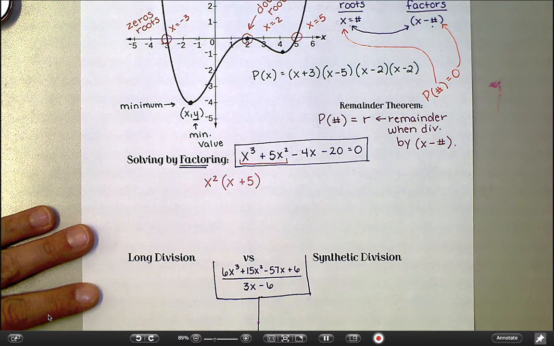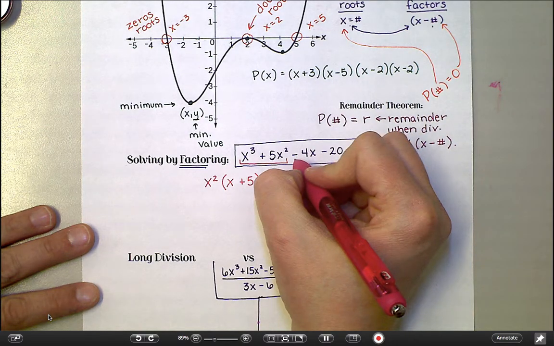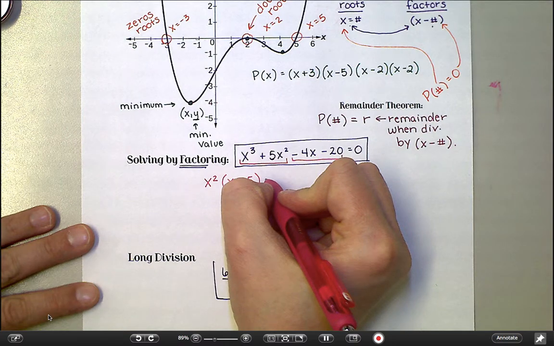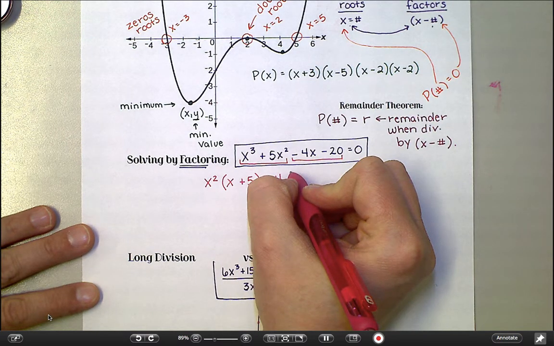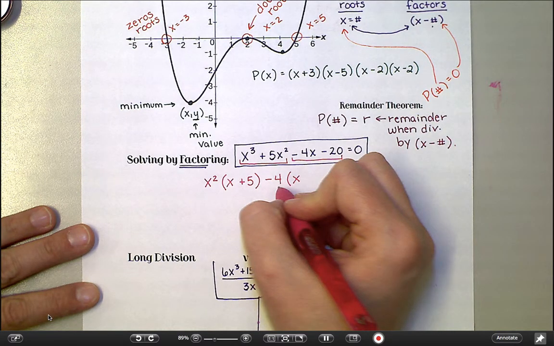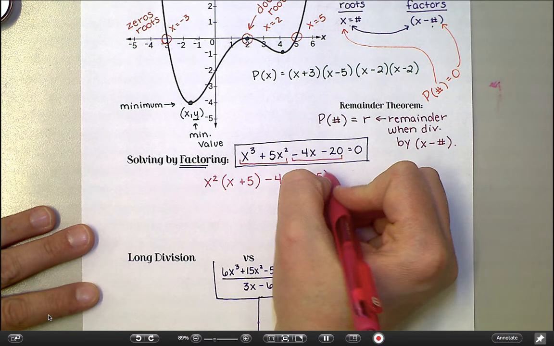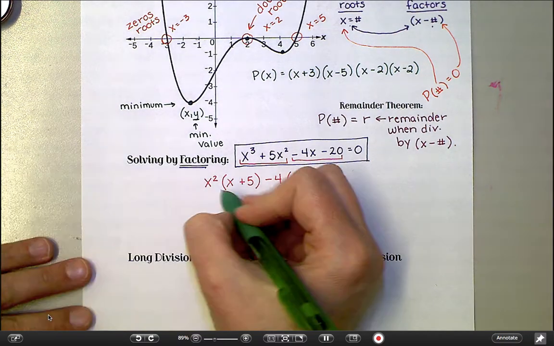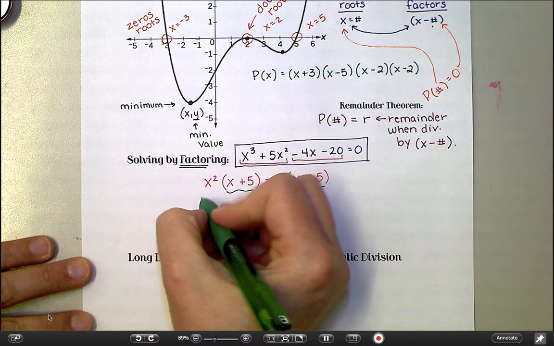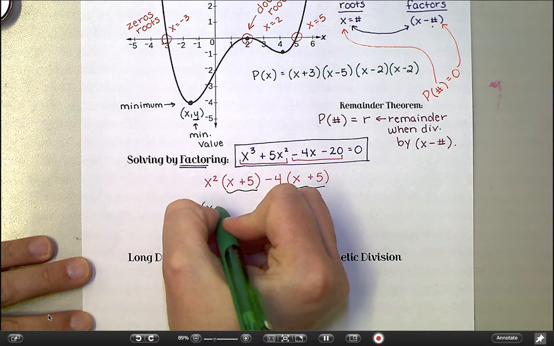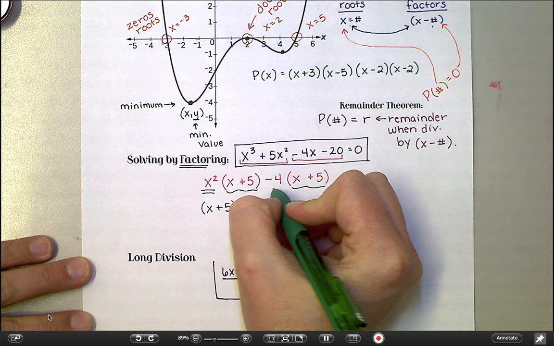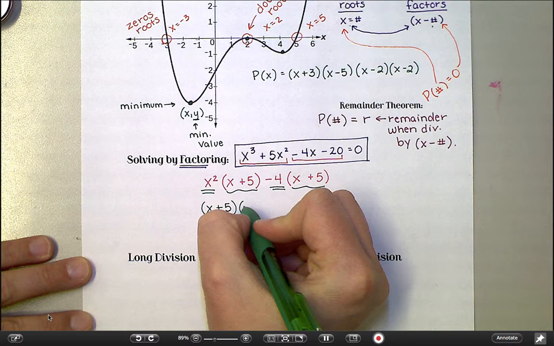And then over here, if I look at these two, negative 4x minus 20, and ask myself what they have in common, they both have a negative 4. So if I pull out that negative 4, I'd be left with an x. And then negative 20 divided by negative 4 is positive 5. Now I've got these two that match each other, so that becomes one of my factors. And my other factor comes from what's left over out here, x squared minus 4.